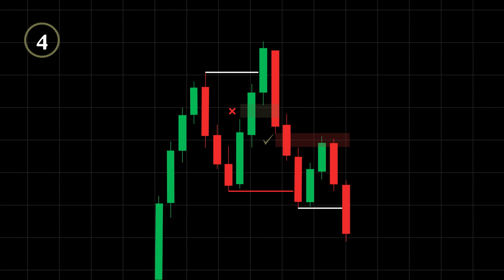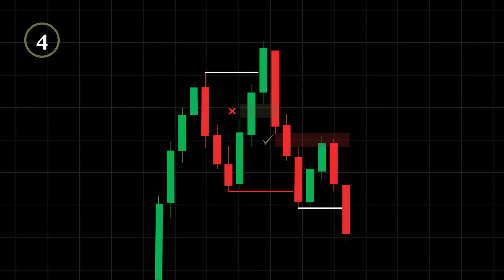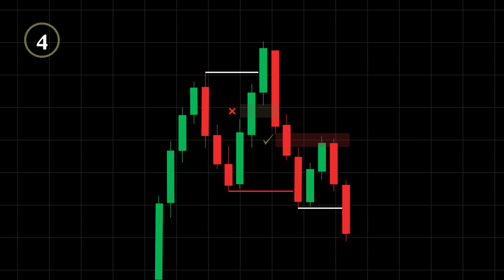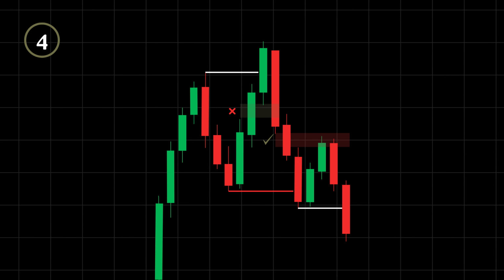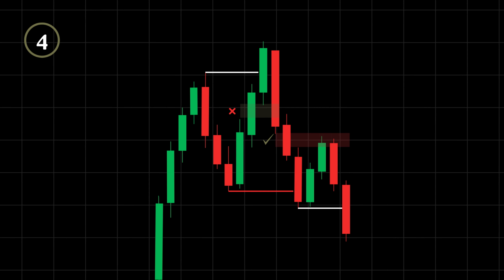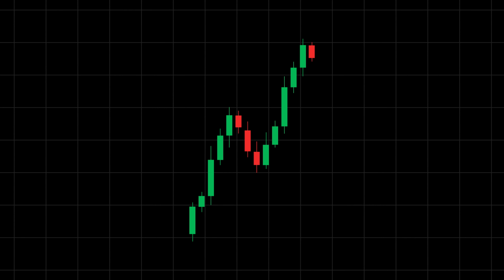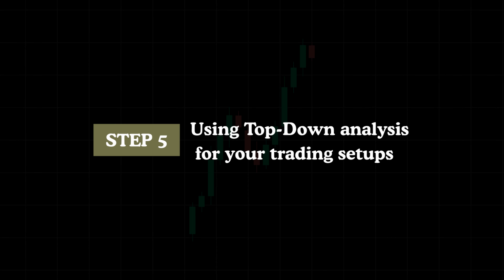And the key takeaway here: never base your trades solely on price reacting to a liquidity level. Instead, let the market structure unfold, wait for confirmation through fair value gaps and structural breaks, and only then look to enter with a clear directional bias. Now let's move on to the next crucial step: using top-down analysis when identifying high-probability trade setups.